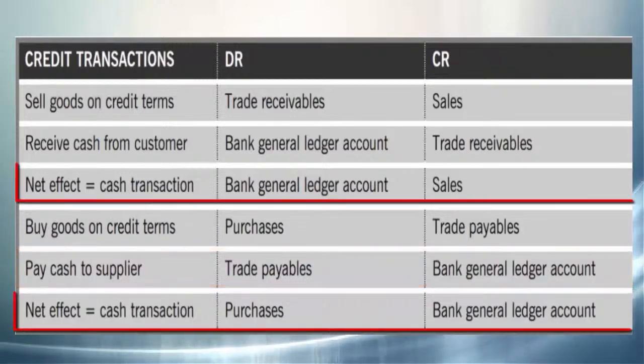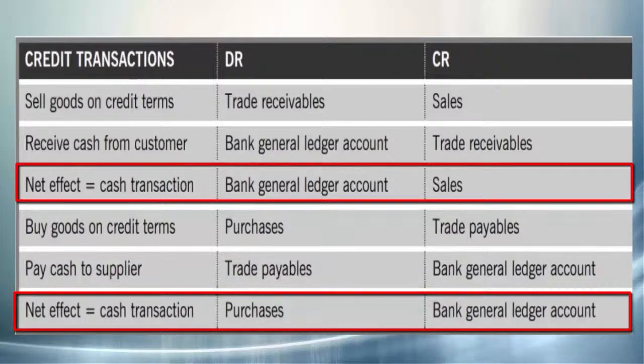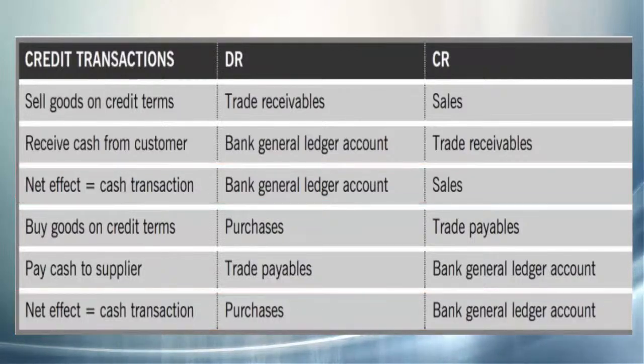Understanding the net effect. The net result of these transactions is the same as a cash transaction. However, there's an additional time delay between the initial transaction, recorded in receivables or payables, and the final cash settlement, recorded in the bank account. These extra steps provide a clear record of what's owed to the business and what the business owes others.